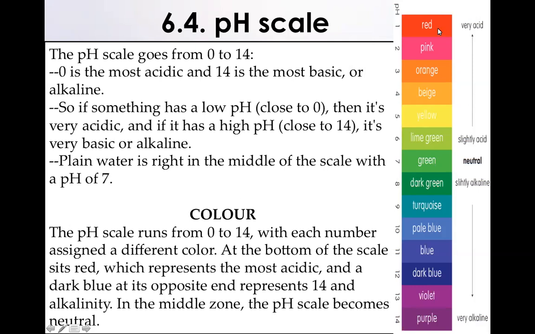So when you're moving from 0 to 6, it is a very acidic substance, right? 1, 2, 3, the acidity is decreasing, all right. It decreases till lime green, okay? It is slightly acidic now. Then there comes the solution which is green in color and we say that it is neutral, right?